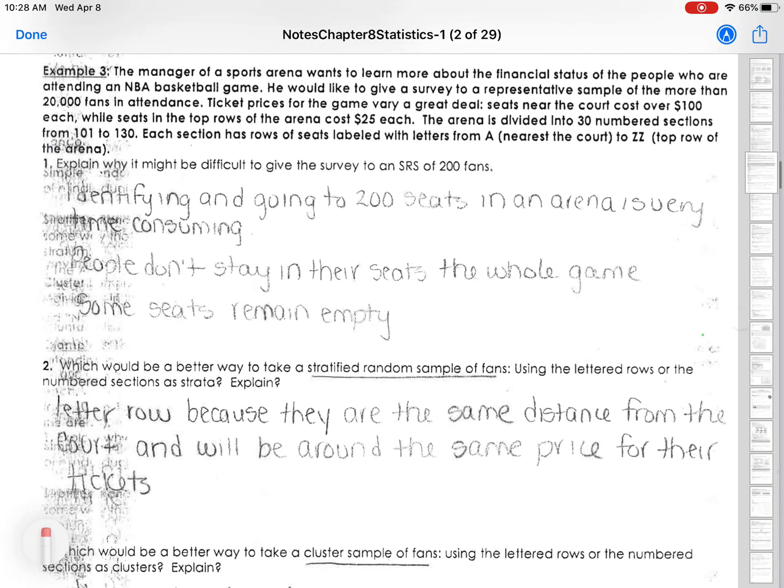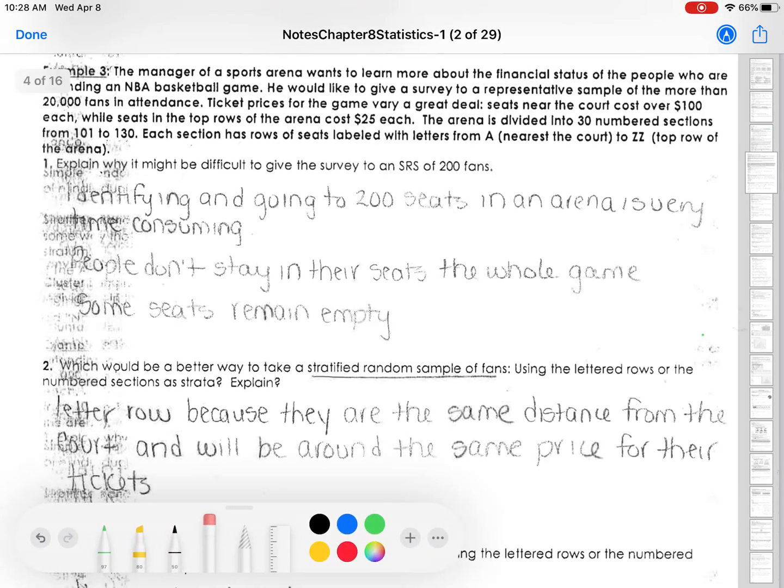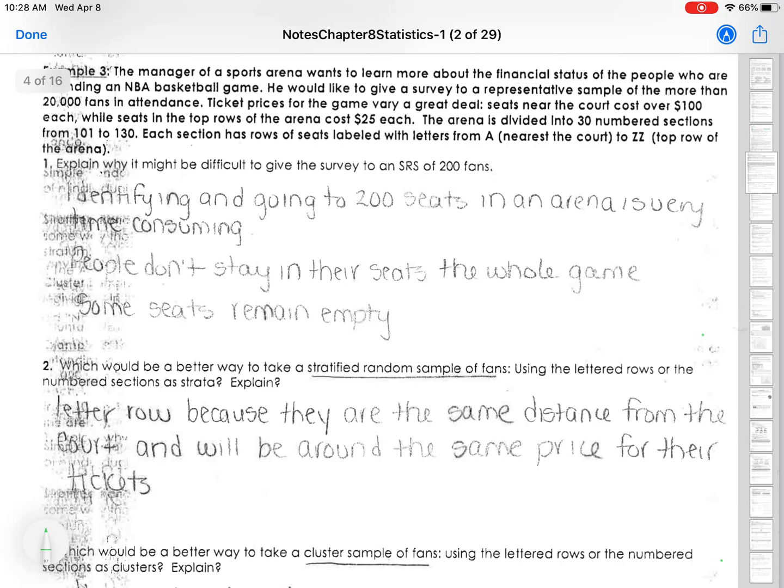So we have 3 examples here that we're going to go over with this. And again, I apologize for the copying. It was all done prior to us leaving, so I'm just basing it off of what I have on my computer right now. All right, so it says example 3.